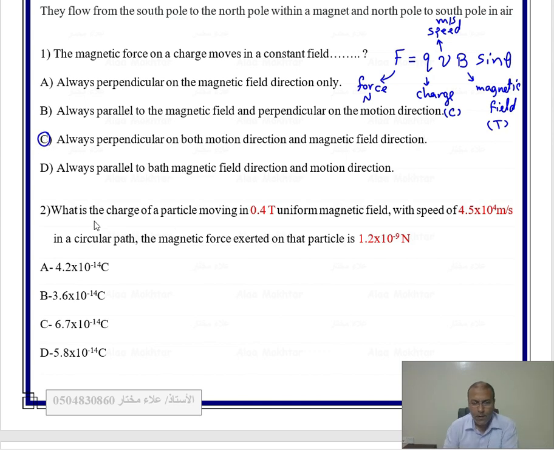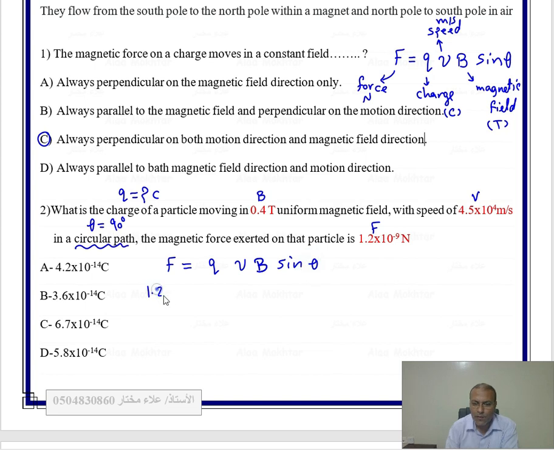Question number 2. What is the charge? Charge is Q, measured in Coulomb, of a particle moving in a uniform magnetic field of 0.4 Tesla with a speed V in a circular path. The magnetic force exerted on that particle is F. We write the equation F equals Q V B. Circular path means theta equals 90 degrees. If you need to, write sine 90; if you don't, it's fine, because it equals 1.